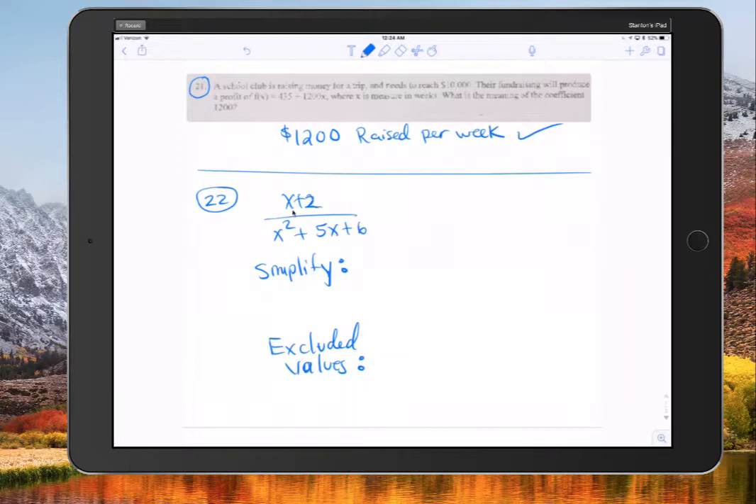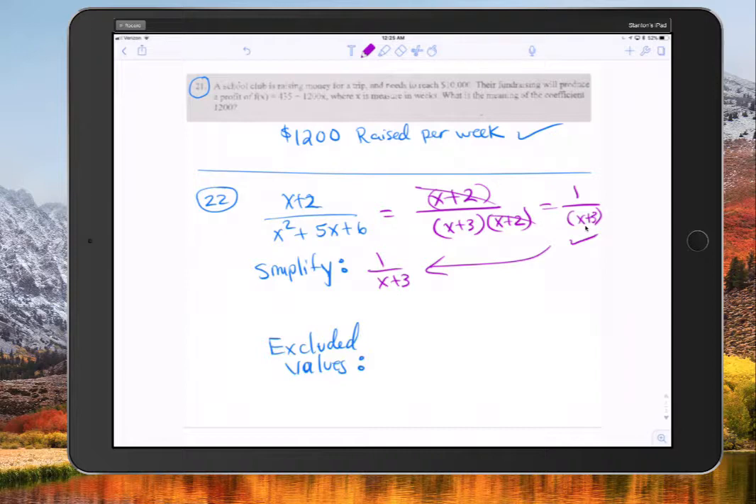And number 22, we have this expression, x plus 2 divided by x squared plus 5x plus 6. We have to simplify it. To simplify it, we just factor the denominator. So what multiplies to 6 and adds up to 5? That's 3 and 2. So that's going to be x plus 3 times x plus 2. Then we can simplify by dividing the x plus 2 on the top and the x plus 2 on the bottom. They'll end up canceling each other. That leaves us with 1 on the top and x plus 3 on the bottom. So that's 1 over x plus 3. That is the simplified answer.